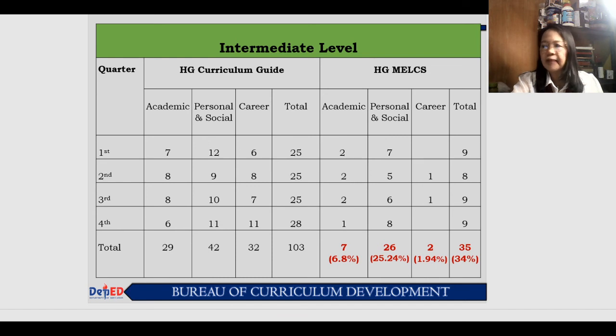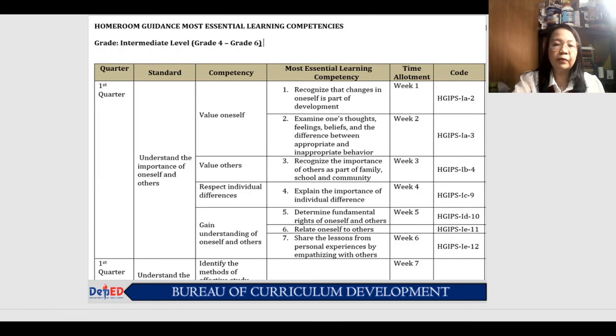guided in applying their ability to protect themselves and others toward effective ways of problem solving. 6.8% or 7 MELCs from academic domain so that they can utilize their knowledge and skills toward academic success during the pandemic. 1.9% or 2 MELCs to analyze the relationship of skills and experiences. Next slide is a sample of the homeroom guidance most essential learning competency for our intermediate level.